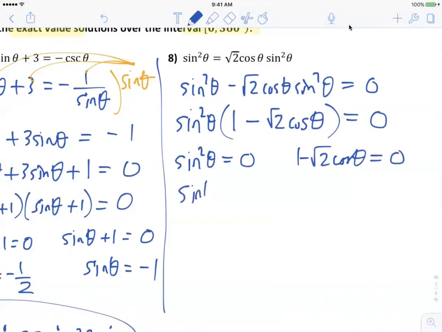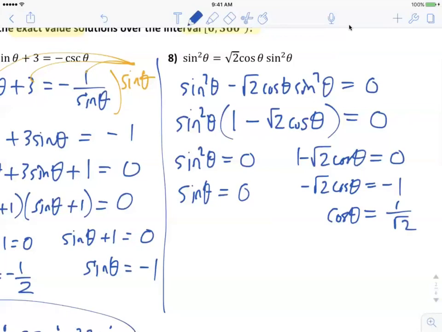So this would be sine theta is the square root of 0, which is just 0. And this one, I'd have negative root 2 cosine theta equals -1 if I bring the 1 over, and then divide by negative root 2, it's going to cancel that negative. You're going to get 1 over root 2, which is the same as root 2 over 2.